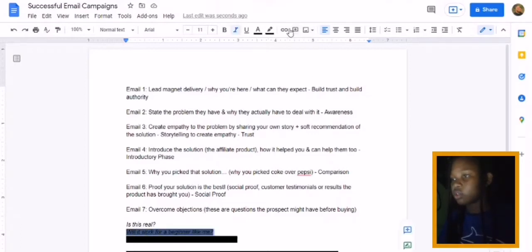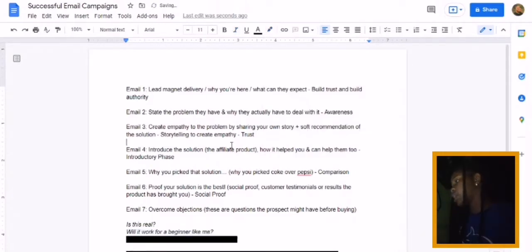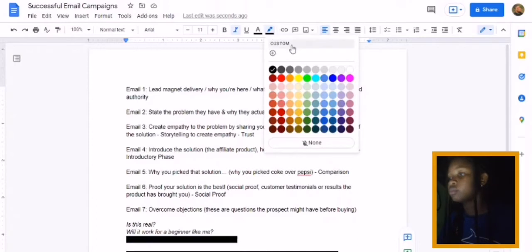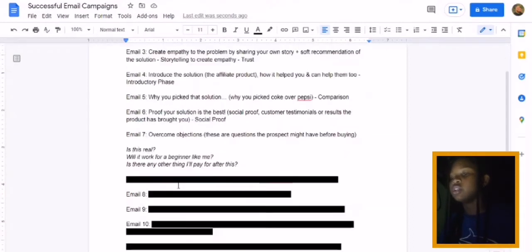Then another question they can ask is, will it work for a beginner like me? Show them that it works for beginners, for experts, for intermediates, people that have little or no knowledge about the product. Then one of the last questions they can ask is, is there any other thing I'll pay for after this? I've received so many questions like that. Like, are there any upsells? Let them know. There are questions that your prospects have. Answer those questions in your email.